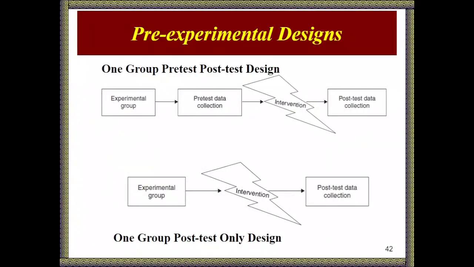Okay. Then the one-group pre-test post-test design. One group is taken. Just now I told you the example of the BLS. The same experimental group gets pre-test data, intervention, and post-test data. There is no control. All the people will be given the pre-test, all the participants will be given some treatment, and then we collect the data.